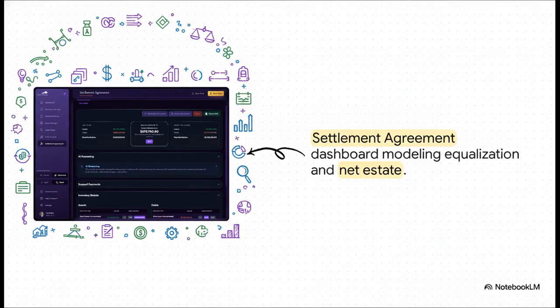It shows exactly what spouse 1 nets from the division, what spouse 2 nets, the modeled equalization payment required to balance the scales, and the final net estate figures for both parties. The best part? Everything updates dynamically as you work. It's like a giant puzzle that solves itself as you move the pieces.